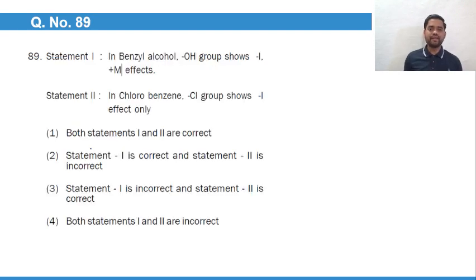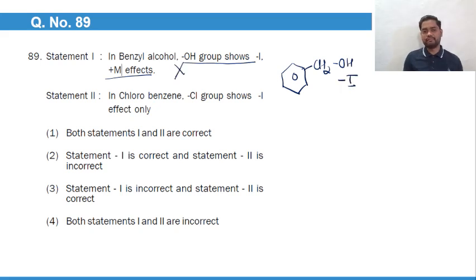89. In benzyl alcohol, the OH group shows minus I and plus M effect. Wrong. Wait, benzyl alcohol, let me draw. So this is benzyl alcohol. It does show minus I, but it does not show plus M. So wrong statement. In chlorobenzene, chlorine group shows minus I effect only. Wrong. It shows plus M effect as well. So option number 4 will be the best option.